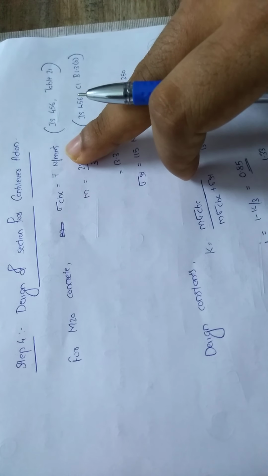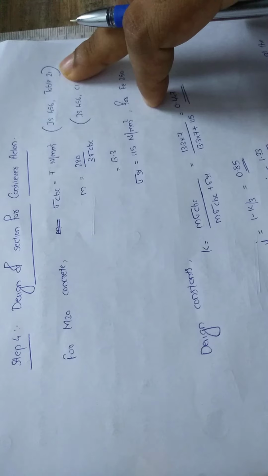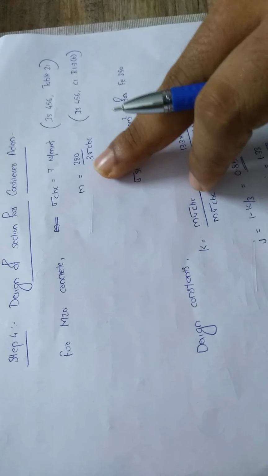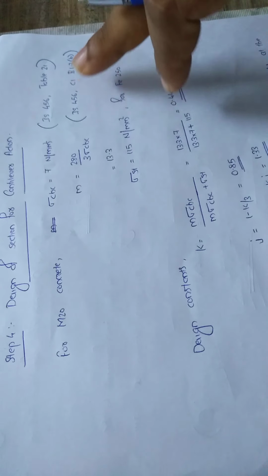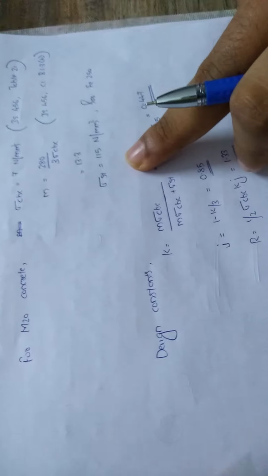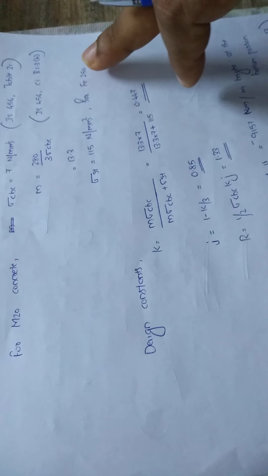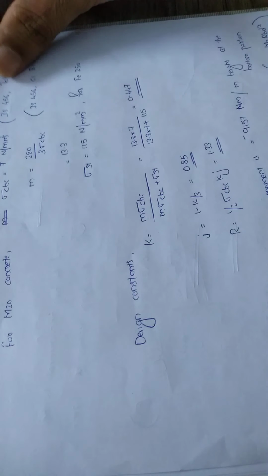For M20 concrete, the sigma CBC value is given as 7 Newton per mm squared. You can get this from IS 456 table 21, and the m value is based on the expression 280 by 3 sigma CBC. Again, this is based on IS 456. What you are getting is 13.3, and the sigma ST value you will get from table 4 of IS 3370 for Fe 250.